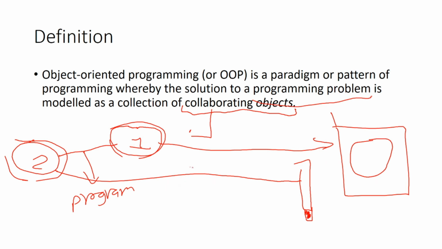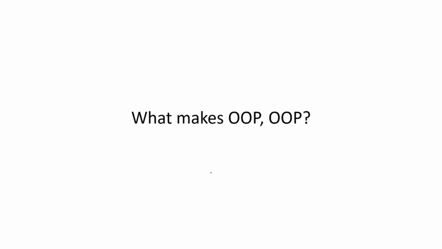So this is the example, or the elaboration, of what I really meant by collaborating objects, right? Two objects collaborating with each other in order to accomplish a specific task, that being the programming problem. So this is really what object-oriented programming is about. Now this leads us to the question, what makes OOP OOP, right?